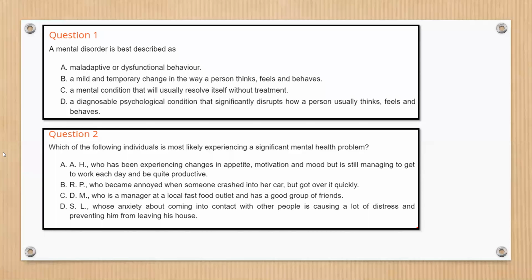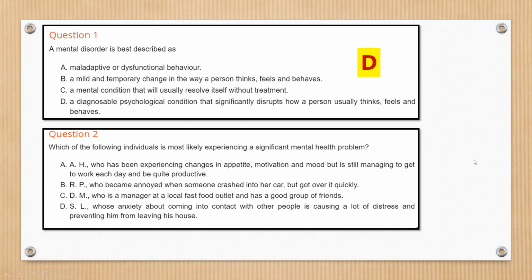Mental disorder is best described as, and obviously you can correct your own paper if you've already done this, the answer will be D. So it's a diagnosable psychological condition that affects how a person thinks, feels, and behaves. Okay, the others are not accurate descriptions of what a mental disorder is. Then you've got question 2.